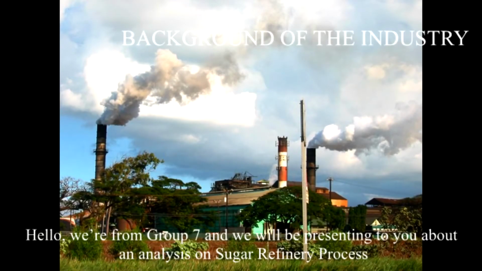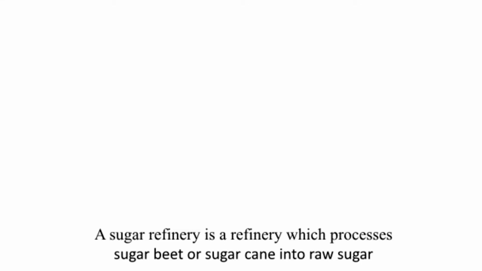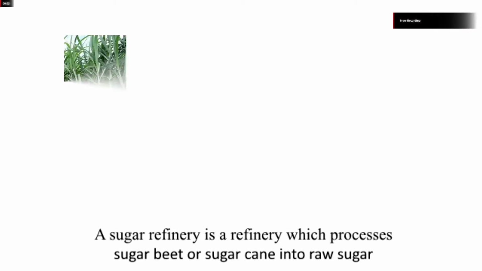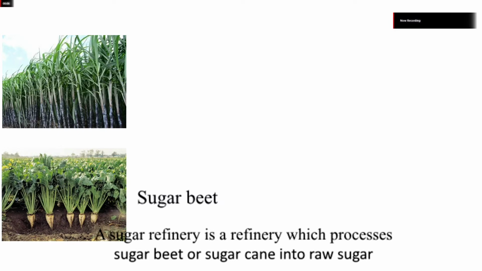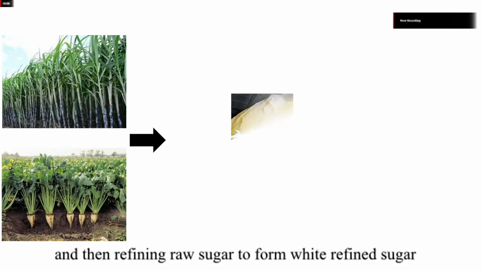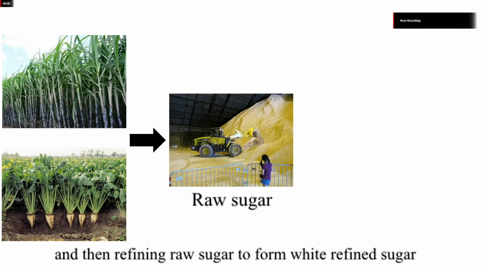Sonia from Group 7 and will be presenting to you about an analysis on sugar refinery process. A sugar refinery is a refinery which processes sugar beets or sugarcane into raw sugar and then refining raw sugar to form white refined sugar.